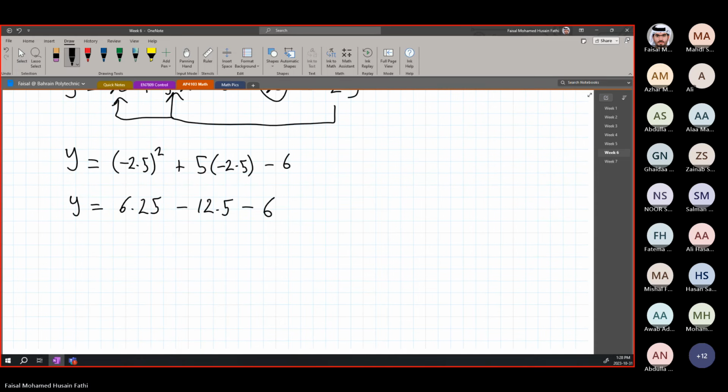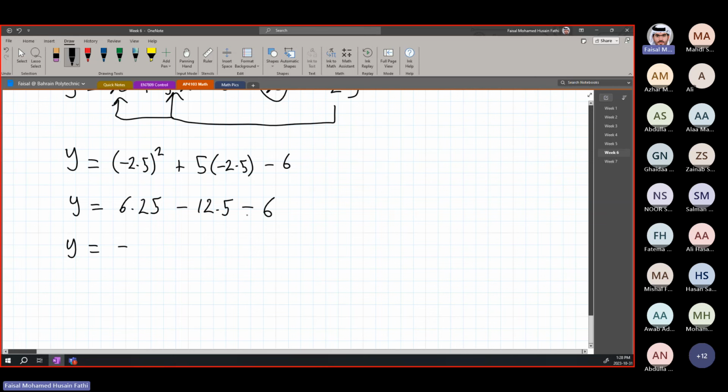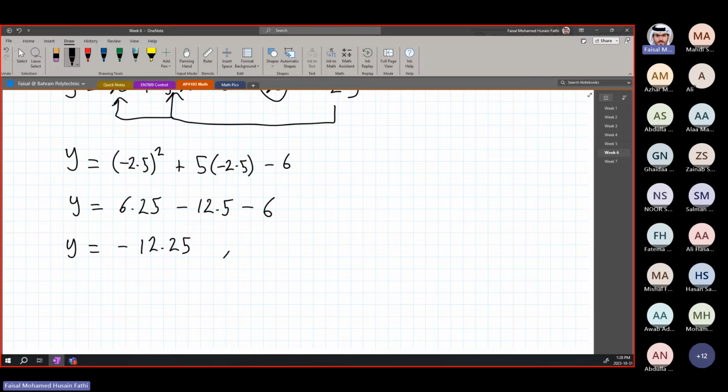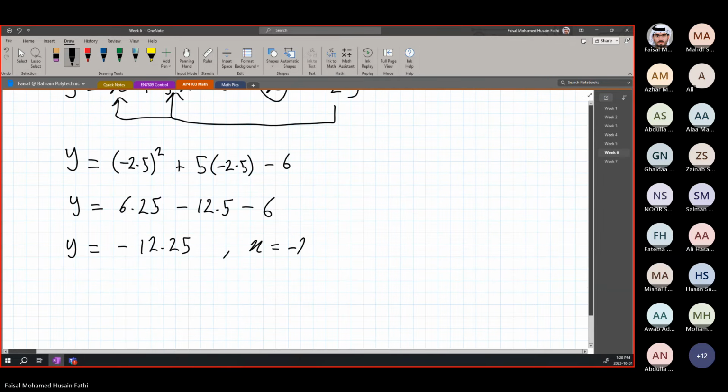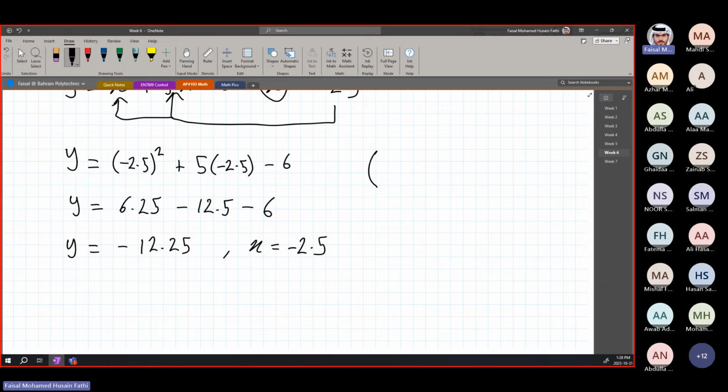is equal to minus 12.25. Okay? So this is for when the x value is equal to minus 2.5. So what was the point of this? We got the coordinates, minus 2.5 and minus 12.25, for the turning point. This is our turning point. Okay?